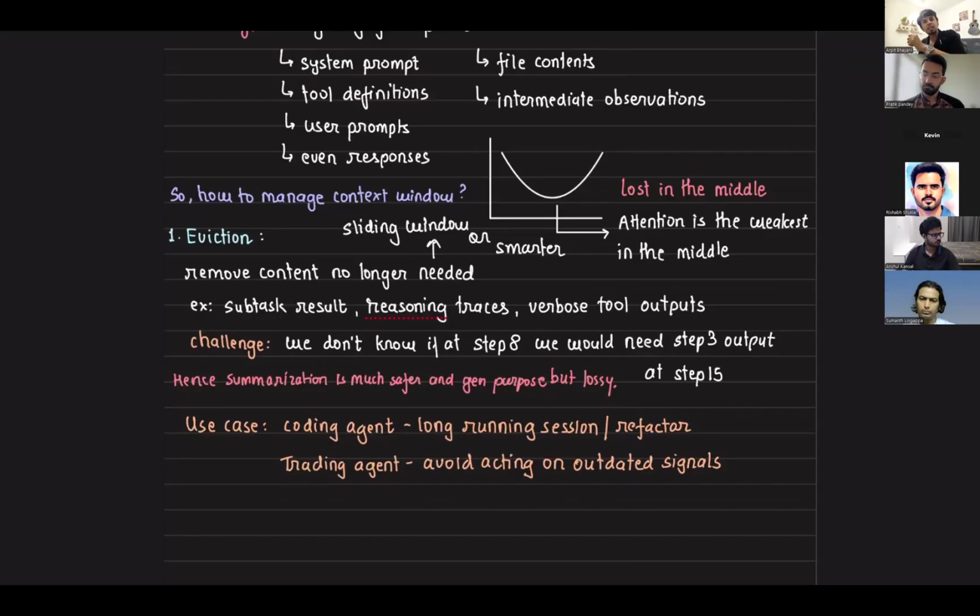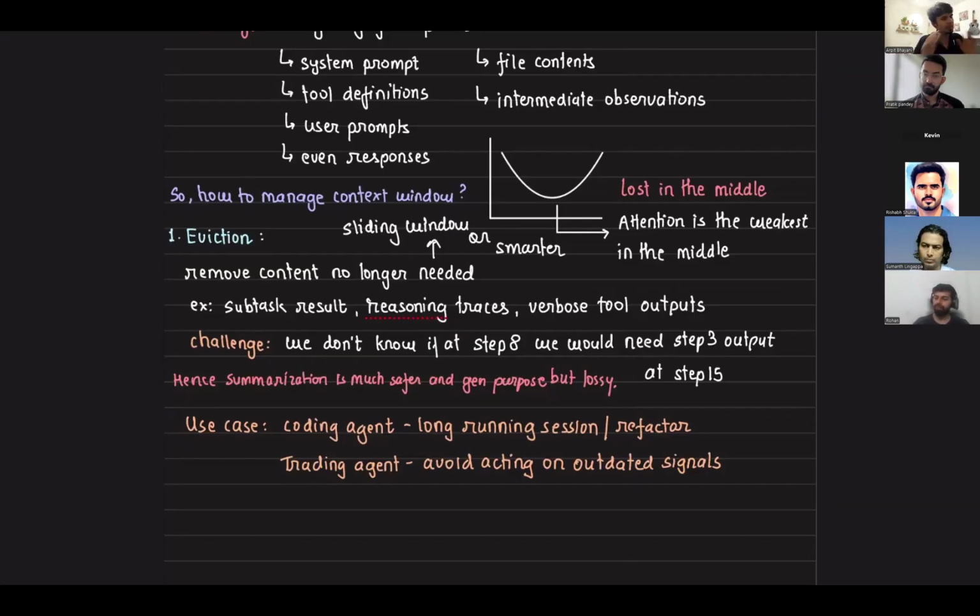And that's why, with reasoning traces, you can choose to evict once the job is done. You could choose to evict a subtask result once the job is done. Now imagine the complexity you need to build around it to decide what should I remove, what should I not. Right? Okay.